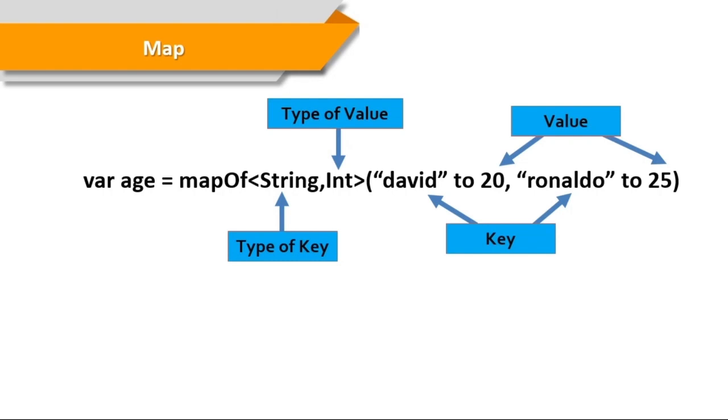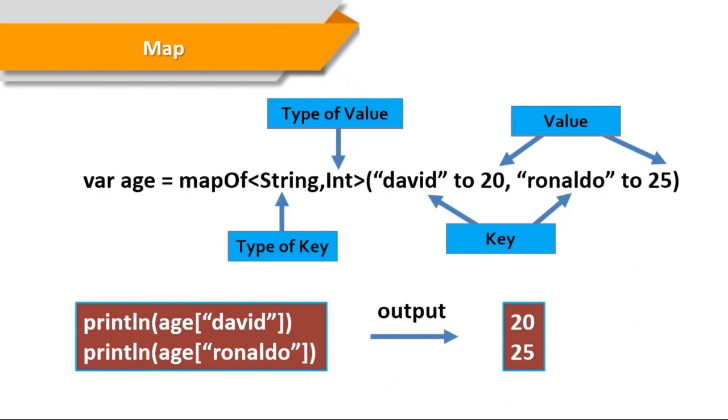All right, so we now need to write the key and value parameters within parentheses. In this example, we've got 2 elements. The key of the first element is David, its value is 20. The key of the second element is Ronaldo, and its value is 25. So now let's see how to print the elements of an array created with mapOf to the console. In our example, to print the value 20 to the console, we will need to use the David key. And similarly, to print the value 25 to the screen, we'll need to use the Ronaldo key.